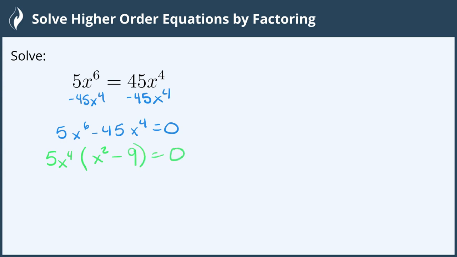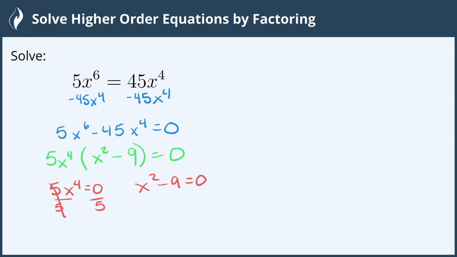Now that we have two factors multiplied together that equal 0, we can use the zero product property. That means that we set all of the factors equal to 0. So we will break this into two equations of 5x to the 4th equals 0 and x squared minus 9 equals 0. On the left side, we can now go ahead and divide both sides by 5.